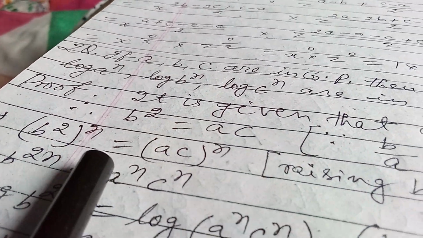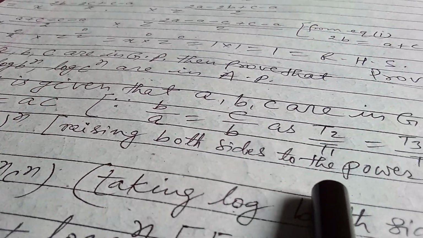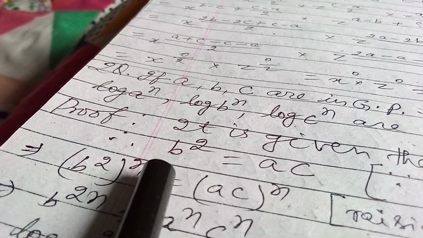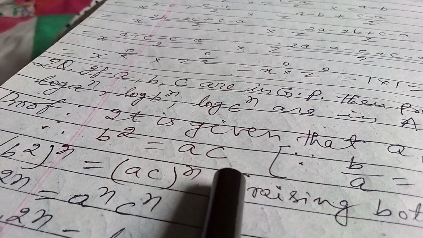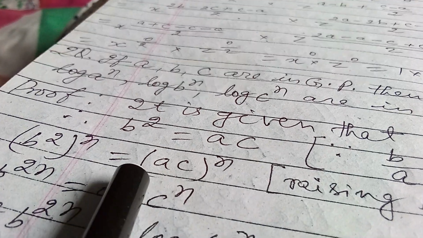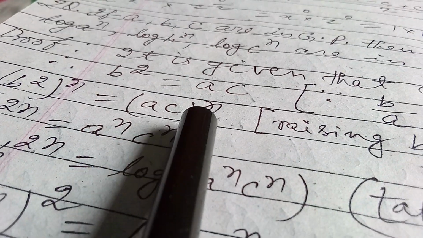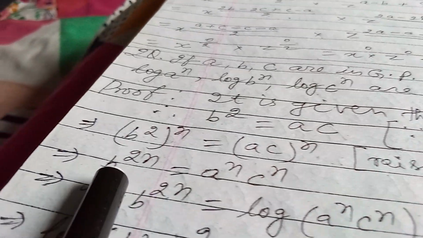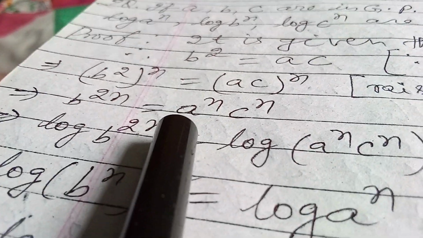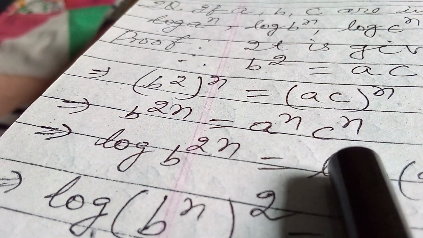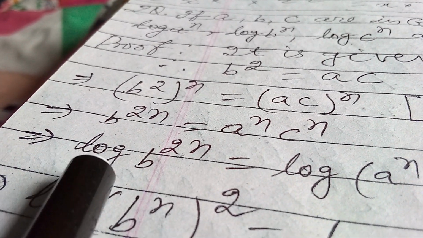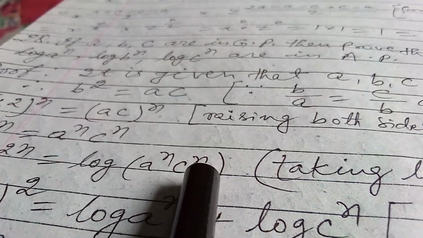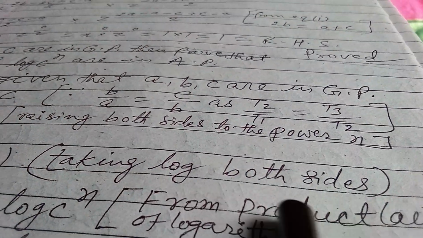And now raising both sides to the power n, we get b square to the power n equals ac to the power n. Here also ac is two terms and its power is n, so this power n is for both a and c. So this will be written as b to the power 2n equals a to the power n into c to the power n. And now taking log both sides, we get log b to the power 2n equals log of a to the power n into c to the power n.